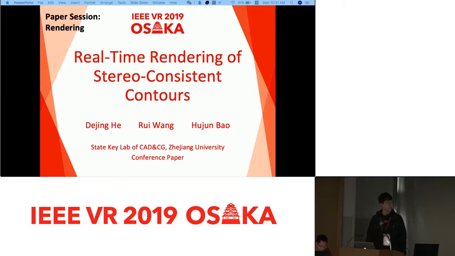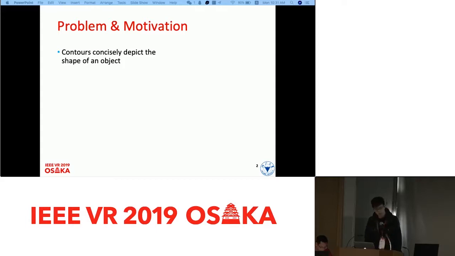My name is Dejing. As the title says, this talk is about a new algorithm for real-time rendering of stereo-consistent contours. So first, I'll talk about the motivation of our work.